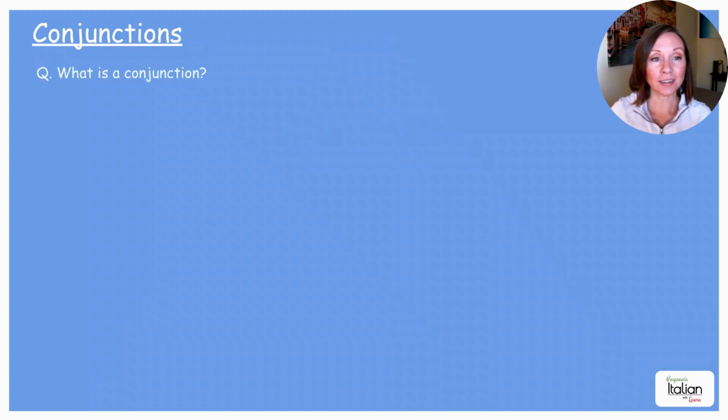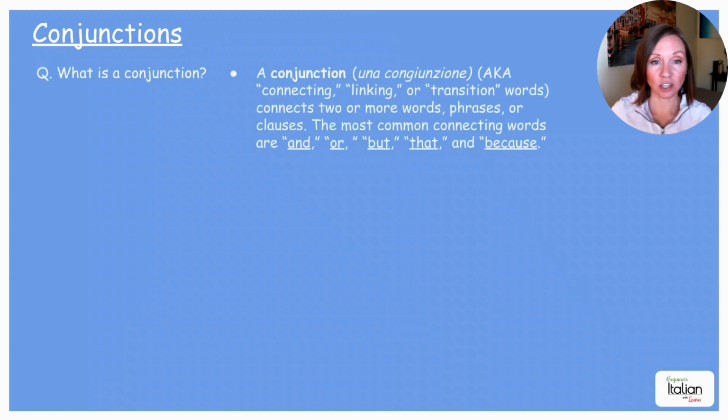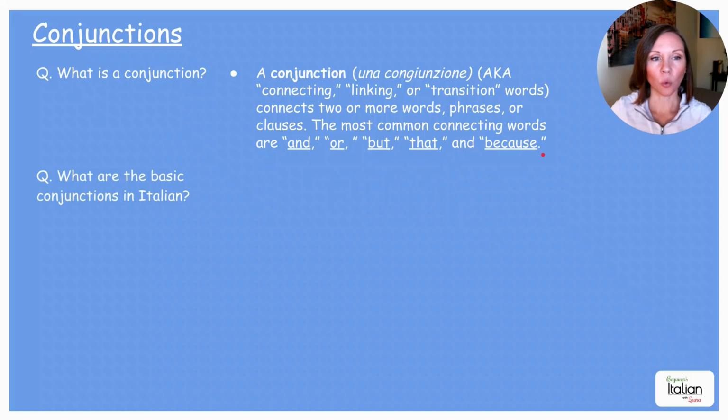Conjunctions. What is a conjunction? A conjunction, or una congiunzione, aka connecting, linking, or transition words, connects two or more words, phrases, or clauses. The most common connecting words are and, or, but, that, and because. What are the basic conjunctions in Italian?